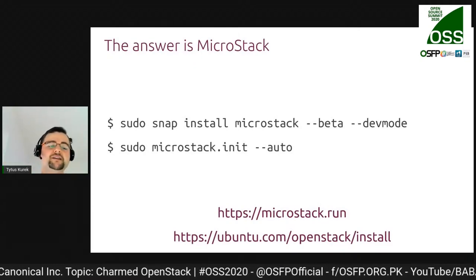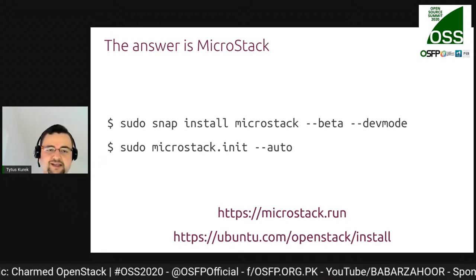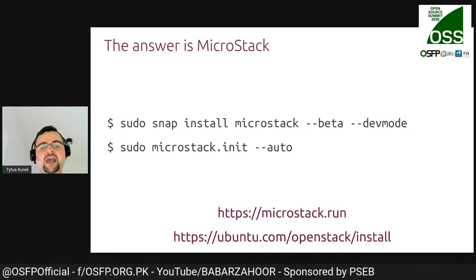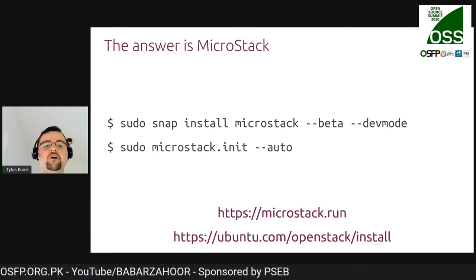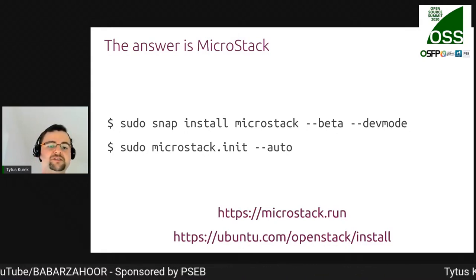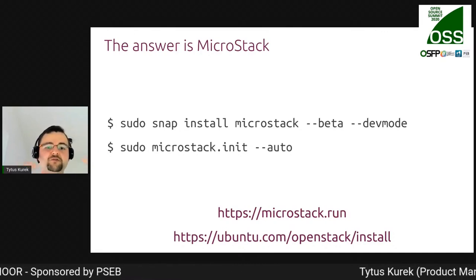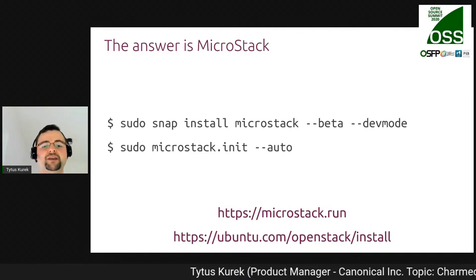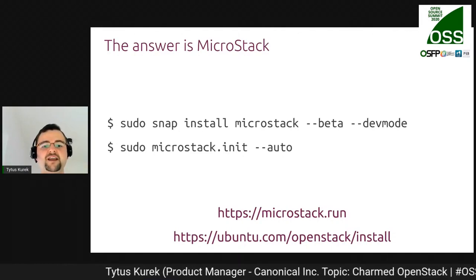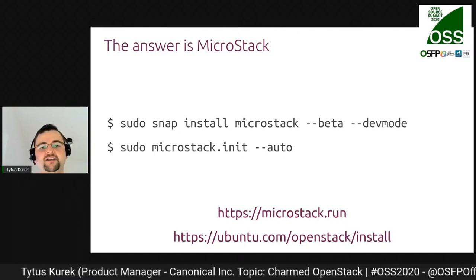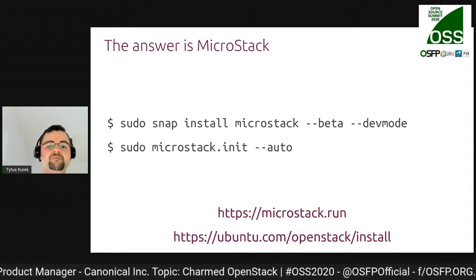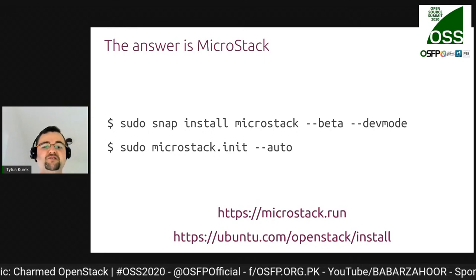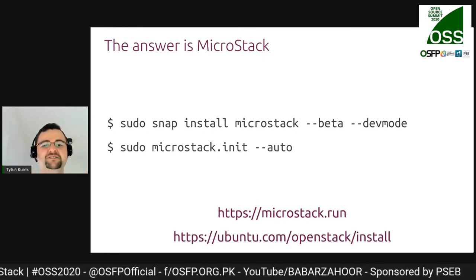So MicroStack is another distribution of OpenStack that is being developed and maintained by Canonical. And this is an OpenStack in a snap. If you know snaps, snap is a universal Linux package that puts together the application with all of its dependencies and makes it available as a single package that can be installed across many Linux distributions. So MicroStack is OpenStack packaged inside of a single snap.